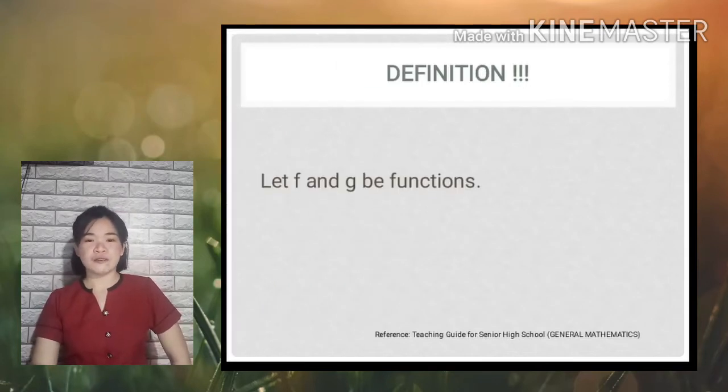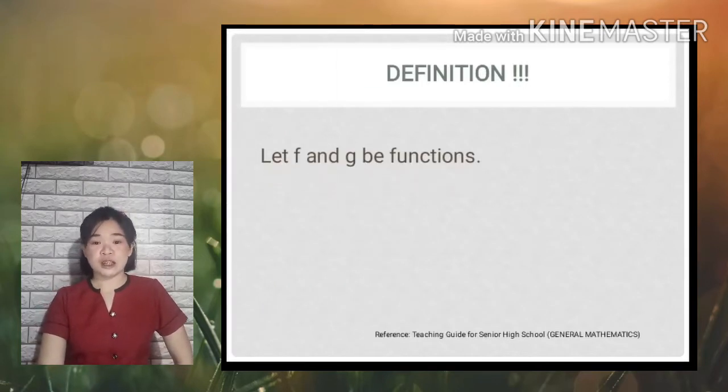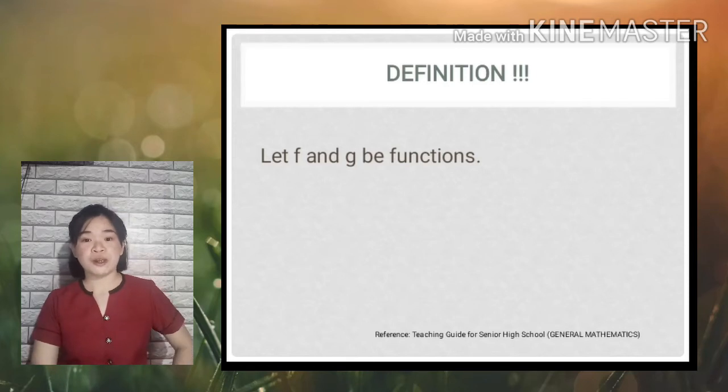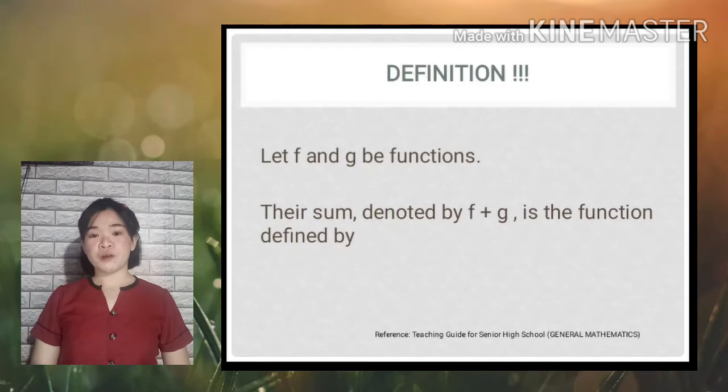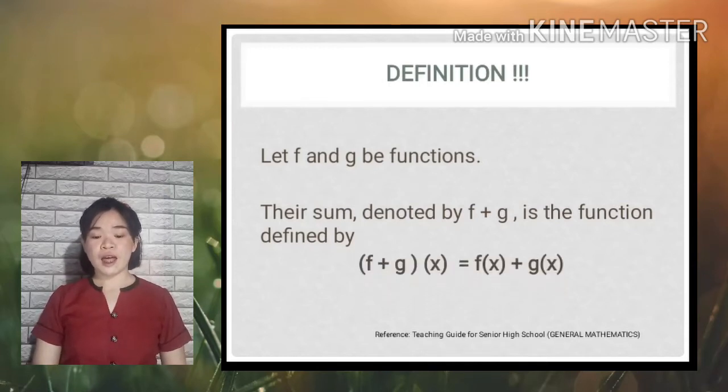Okay, so the definition: let f and g be functions. So we have two or more functions here, and they will serve as the elements in our equation. Their sum, denoted by f plus g, is the function defined by (f plus g) of x is equal to f of x plus g of x.